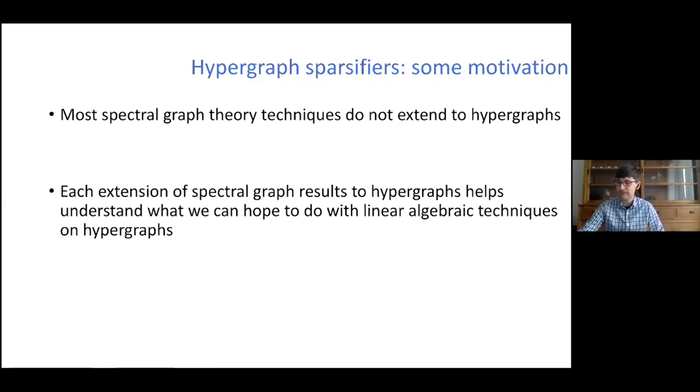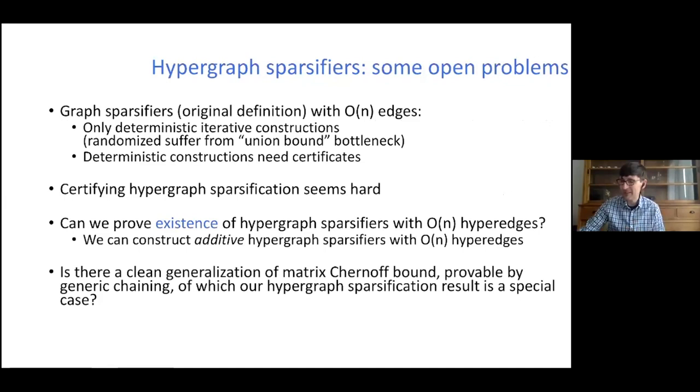In this respect, I think that getting even cut hypergraph sparsifiers with order of n hyperedges is a really interesting question, because unless maybe we find some way of doing that with the Lovász local lemma, the only other option is to follow the style of BSS.